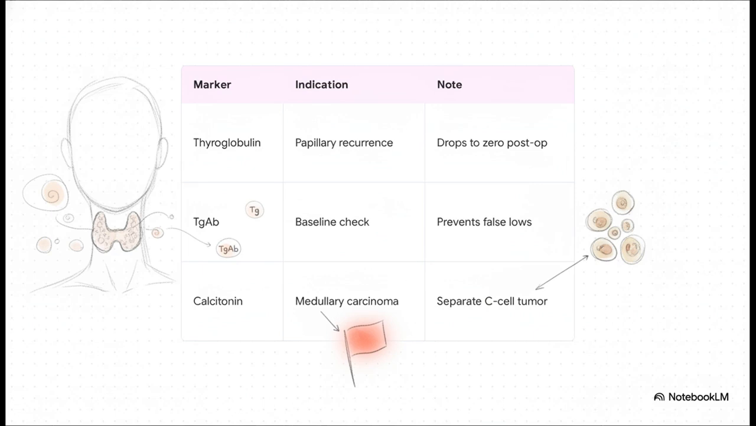Any detectable rise is a massive red flag for metastatic recurrence. One quick caveat, though, you always have to measure baseline thyroglobulin antibodies, or TgAb, because those autoantibodies can falsely lower your results. And just to keep things straight, calcitonin is used exclusively for medullary thyroid carcinoma.